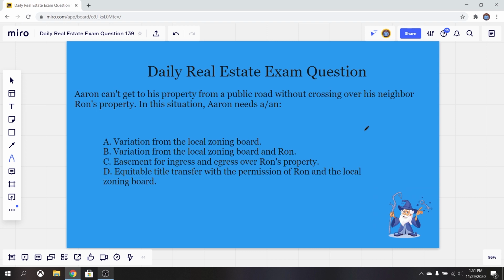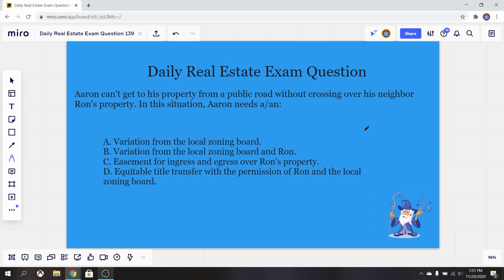So the question is asking us, Aaron can't get to his property from a public road without crossing over his neighbor Ron's property. In this situation, Aaron needs an... So it's like a mini story problem almost. And it gives us four options. A, variation from the local zoning board. B, variation from the local zoning board and Ron. C, easement for ingress or egress over Ron's property, or D, equitable title transfer with the permission of Ron and the local zoning board.